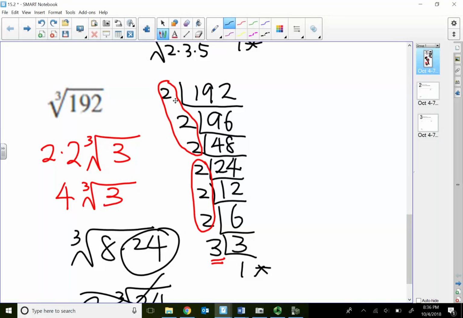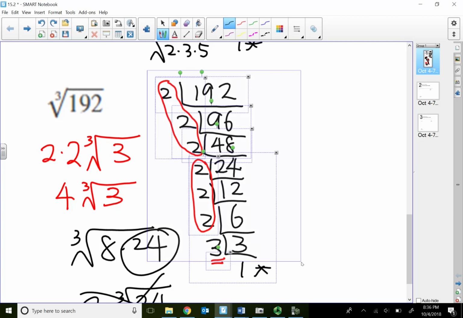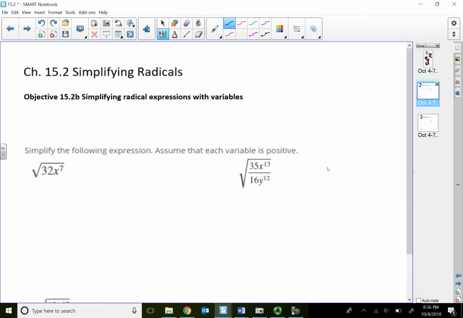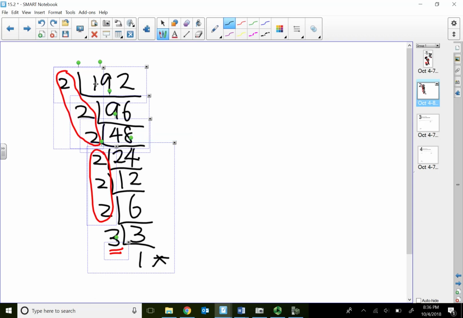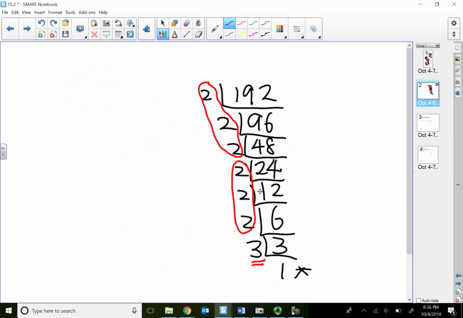We end up looking for three of the same number to go outside. Let me copy this whole thing down again and rewrite it slightly differently. Let me go to a different page. Another way of doing this is what I like to call a shortcut, but it's really not a shortcut.